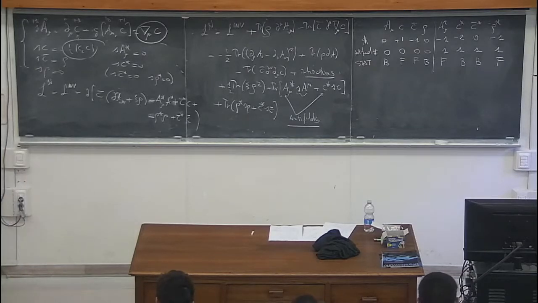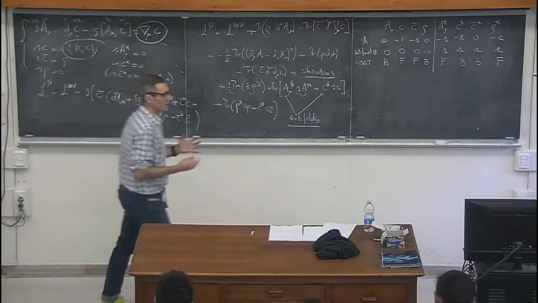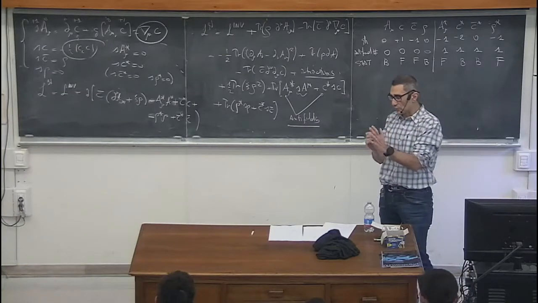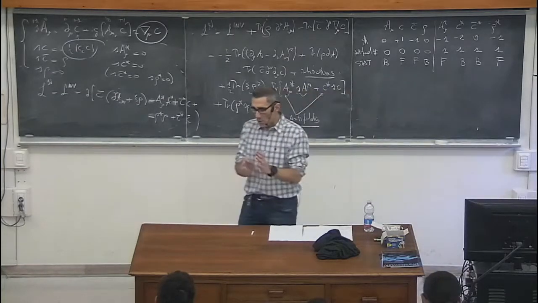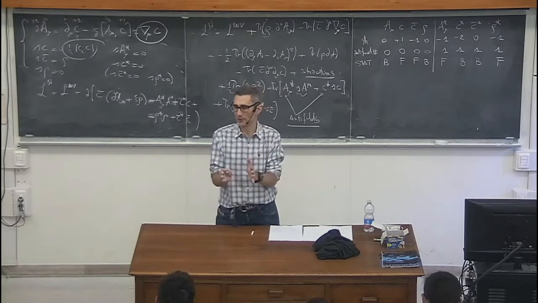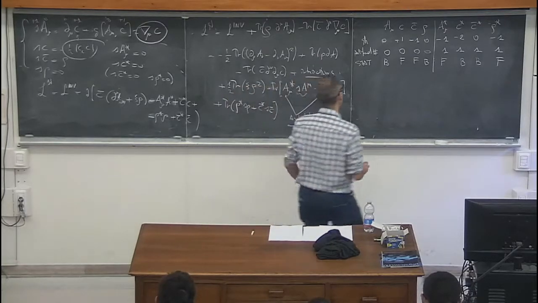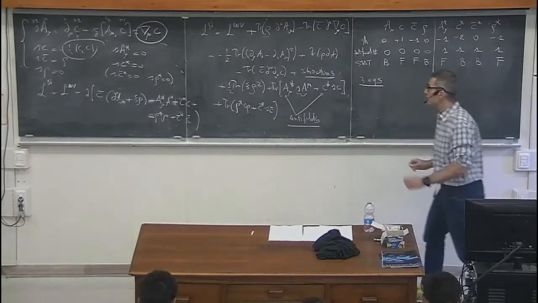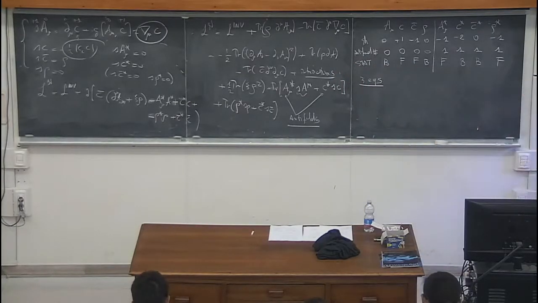Actually, there are 3 Ward identities in this game. The first Ward identity is just to say which kind of identities the Green's functions must satisfy. So there are 3 identities, 3 equations. The first equation is the following.